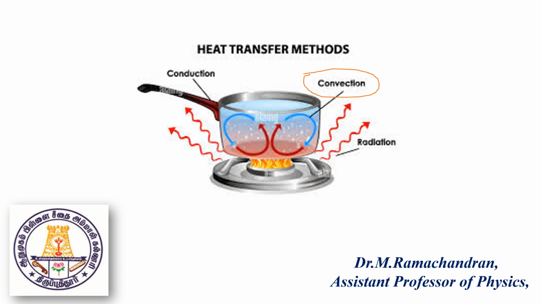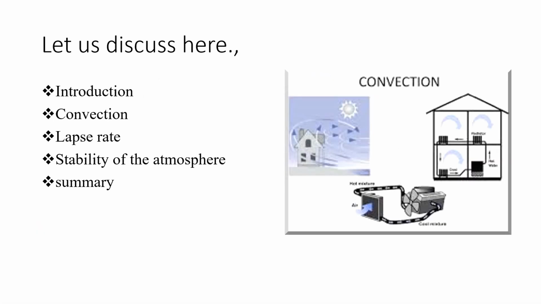And also we can heat cold water in our heating systems. Automatically the layer by layer transition is called convection. And the process where heat is transferred from one medium to another medium without an intervening medium is called radiation. So in this video, we will discuss convection in detail.